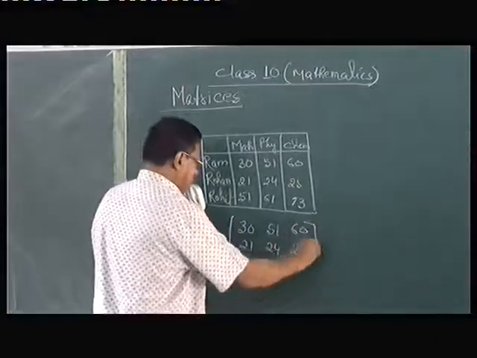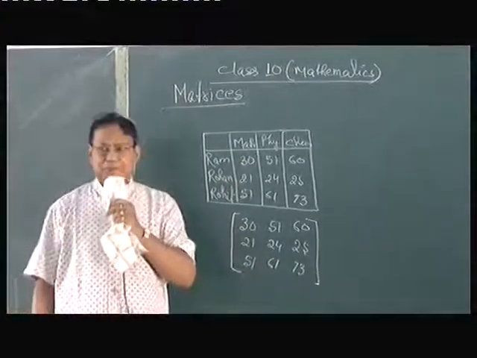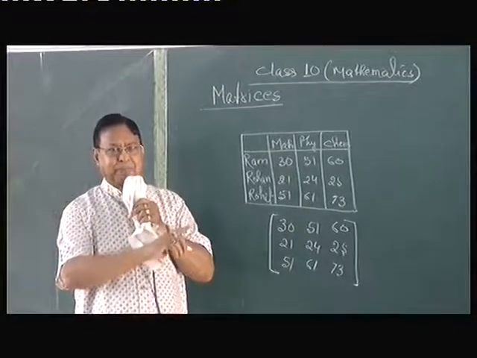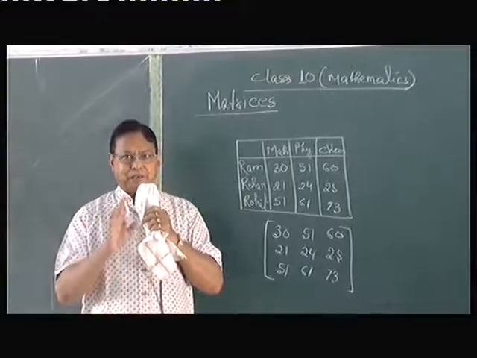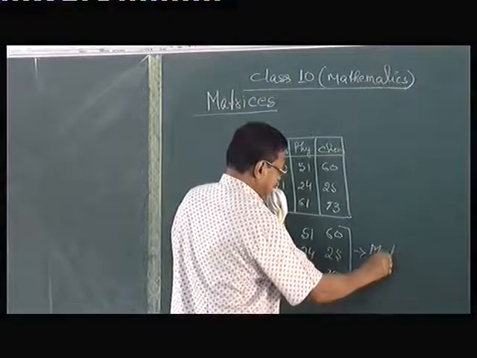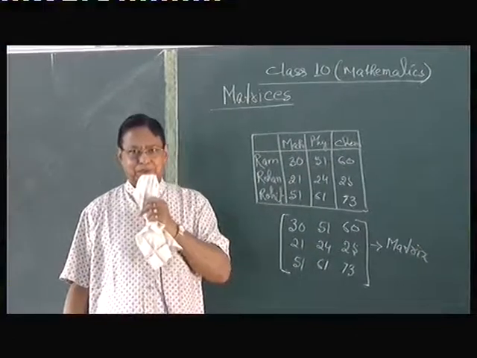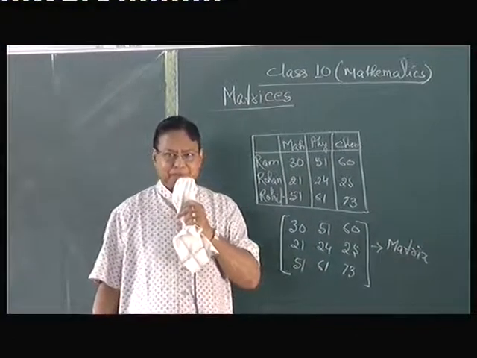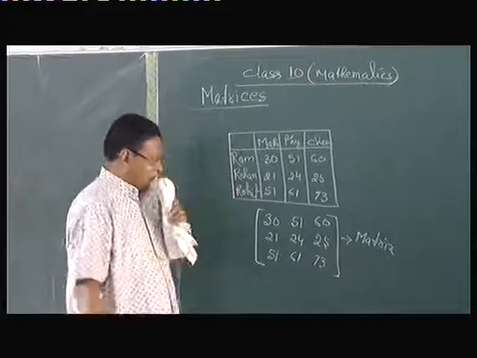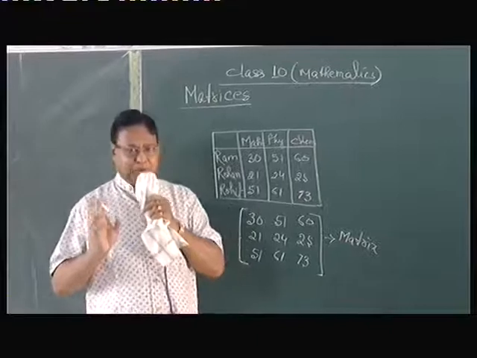within a square bracket. This is known as a matrix. So the matrix is basically the rectangular arrangement of numbers. So this is a matrix. Matrices, which I have written on the top, is the plural of matrix. So many matrices together, matrices. Now I repeat: a matrix is the rectangular arrangement of numbers.